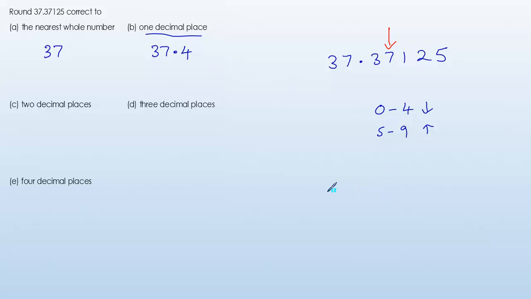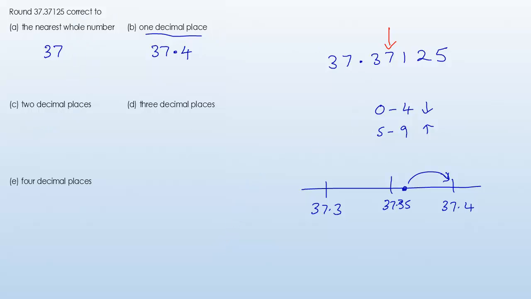Now let's just explain that one with the number line. If we're going to one decimal place, 37.3, 37.4. It should be clear to you that this number is between those two. 37.35 would be exactly in the middle. We've got 37.37, which is to this side and therefore closer to 37.4.